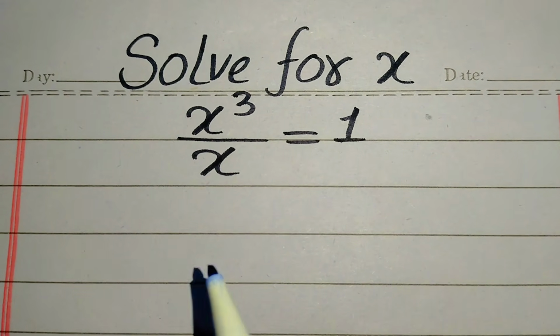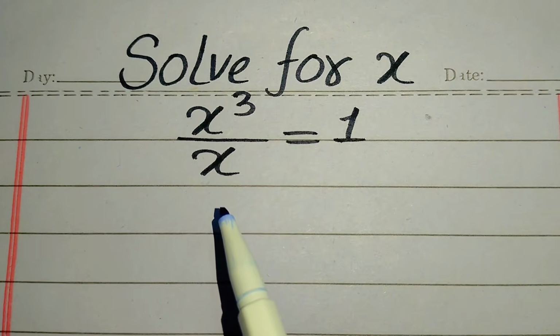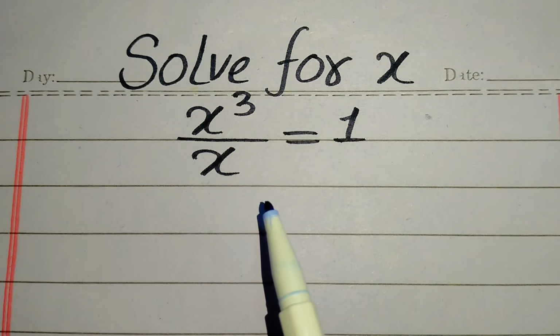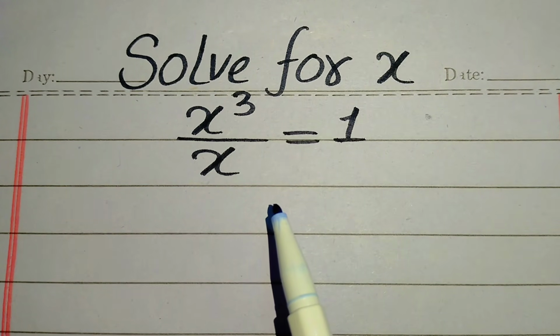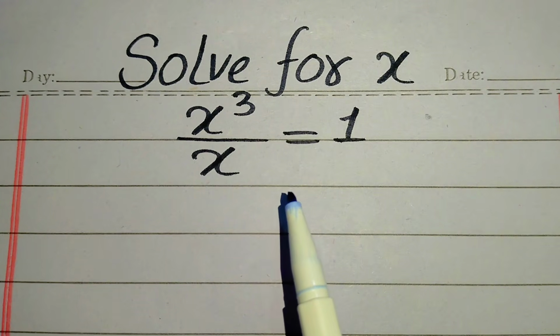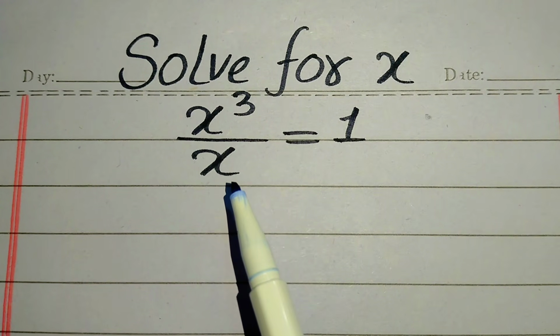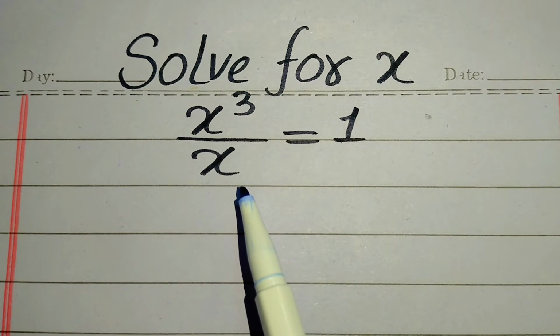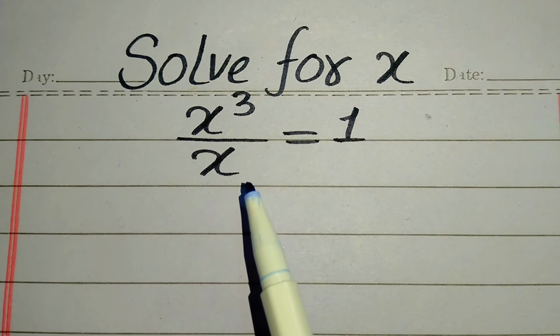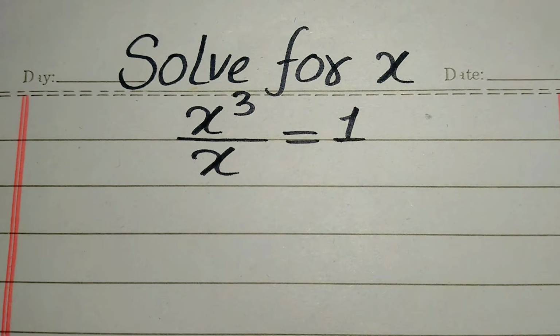So here we have x cubed divided by x is equal to 1. This is a cubic equation, and we solve this problem for all the values of x. Because this is a cubic equation, it has three roots. We need to find all three roots of this equation, and at the end we will verify which of the roots are solutions and which are extraneous roots.